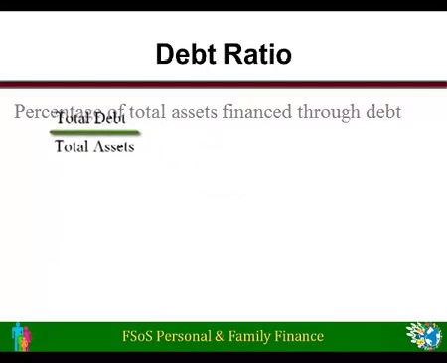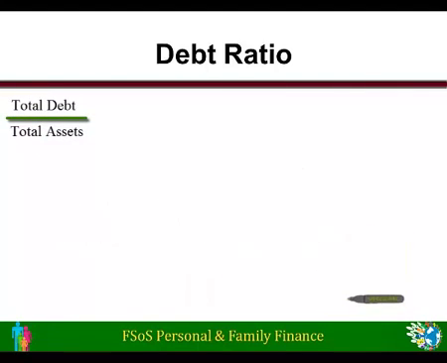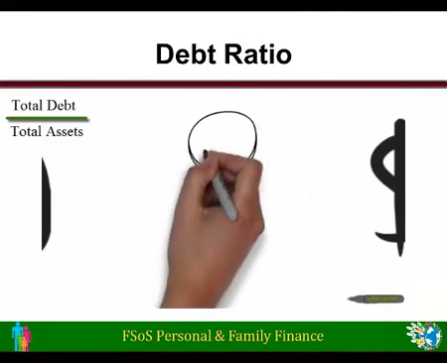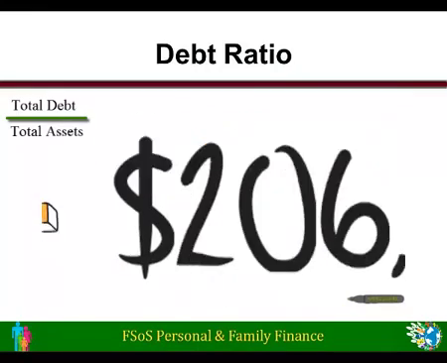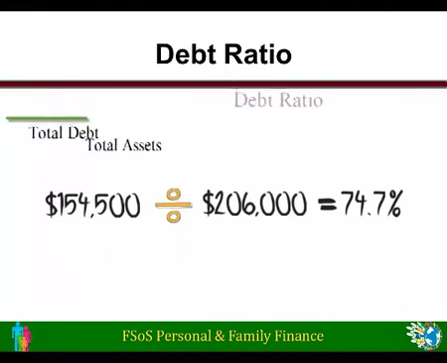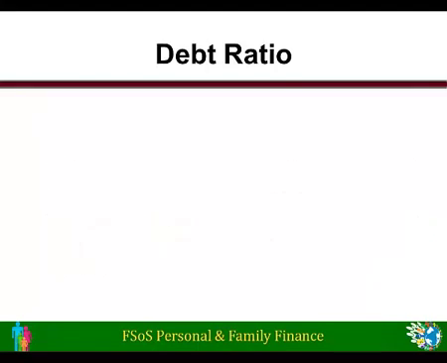In this example, the total debt value is $154,500 and the total asset value is $206,000. If I divide $154,500 by $206,000, the answer is 74.7%. This means that 75% of the assets you own are financed by debt.